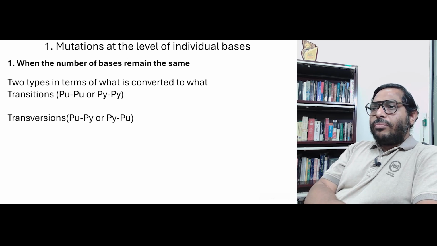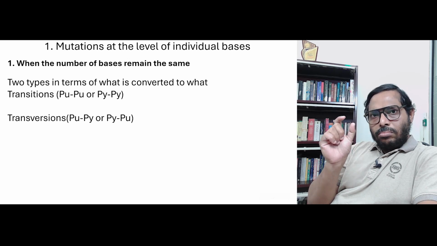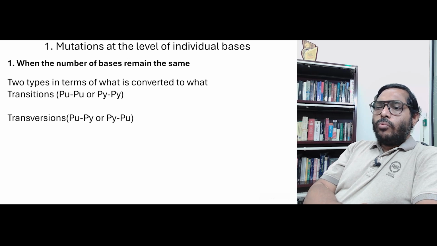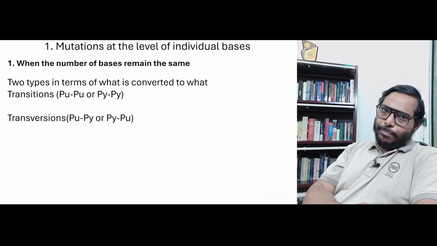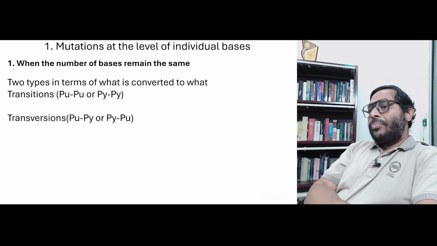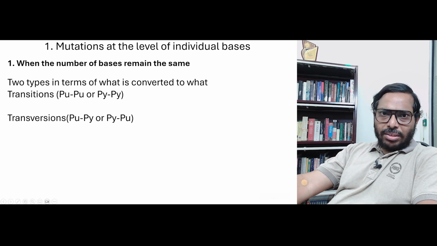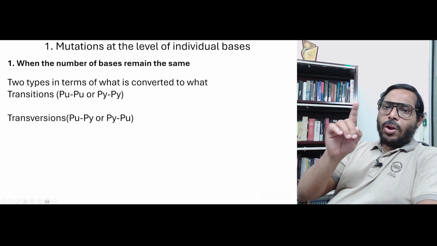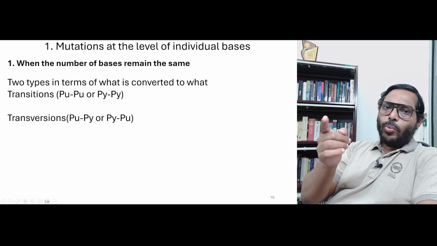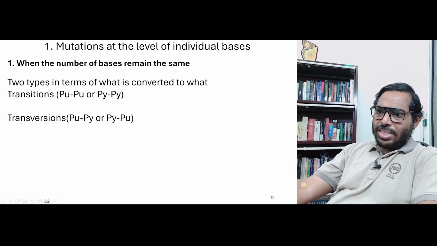Then at the level of individual bases, you can also look at what exactly is changed. So, when the number of bases remain the same, which basically means simply a change has happened, in that case there are two possibilities. One is what is known as transition, where you have a purine to purine or a pyrimidine to pyrimidine change. So, adenine becoming guanine or guanine becoming adenine, that is one. Similarly, C to T or T to C, all these are transitions.